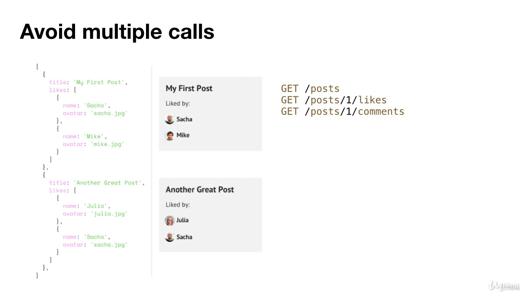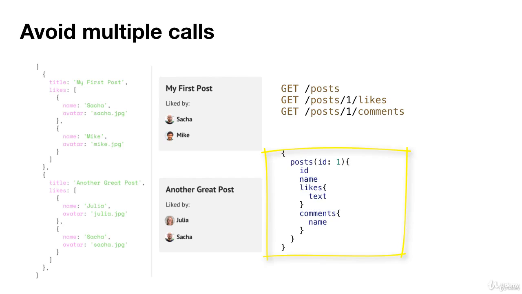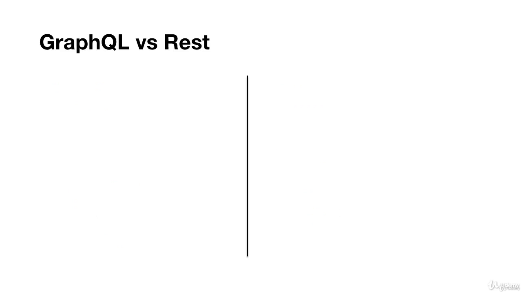How does GraphQL solve this problem? There is only one endpoint. You just query for this post and you provide the ID. You can tell GraphQL I would like to fetch the likes, and inside the likes I also want to see the text property, and you can also specify I also want to fetch all the comments. So that is the magic of GraphQL.